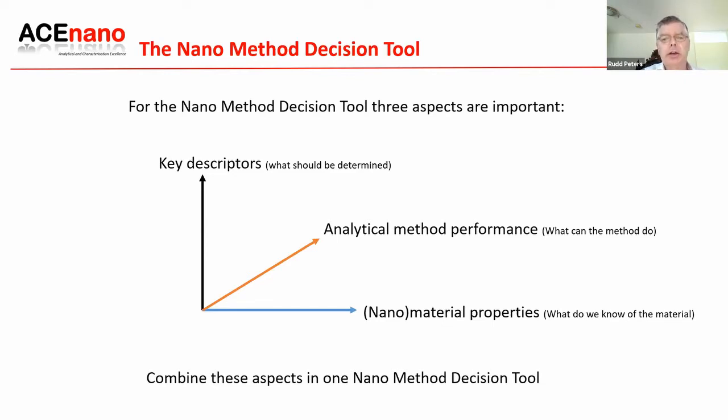Secondly, there are the nanomaterial properties. And what do we know of the material we want to analyze? We need to know something, otherwise we cannot decide which analytical method we want to apply. And in general, multiple analytical methods will be available for each key descriptor, and whether 1 or more of these methods are suitable for the determination will depend on the material properties of the material which has to be analyzed. And these properties are determined based on material property questions that were already formulated in the Nano Definer e-tool, which have to be answered as far as possible for the material that we want to analyze now.